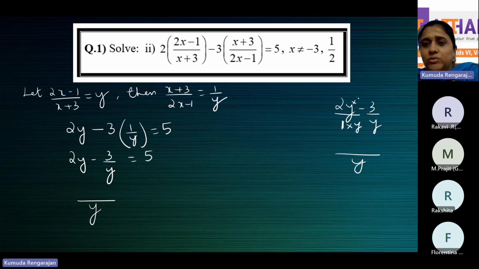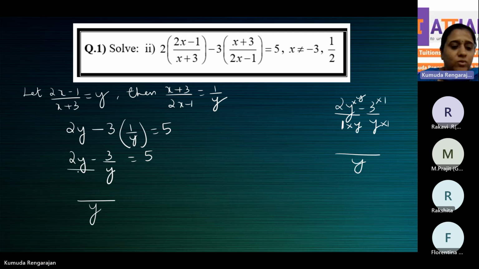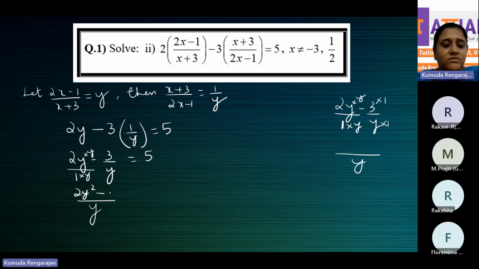So multiply that in the numerator. Now here you have y. Then what should you multiply that with? Into 1. Multiply that in the numerator. So this you're doing in your mind. You don't have to show the steps. So here, since it is 1, it will be into y. So into y here also. So it will be 2y squared minus 3 is equal to 5.